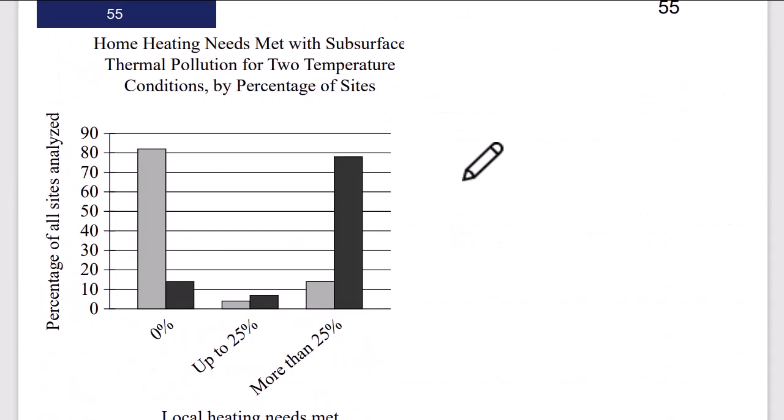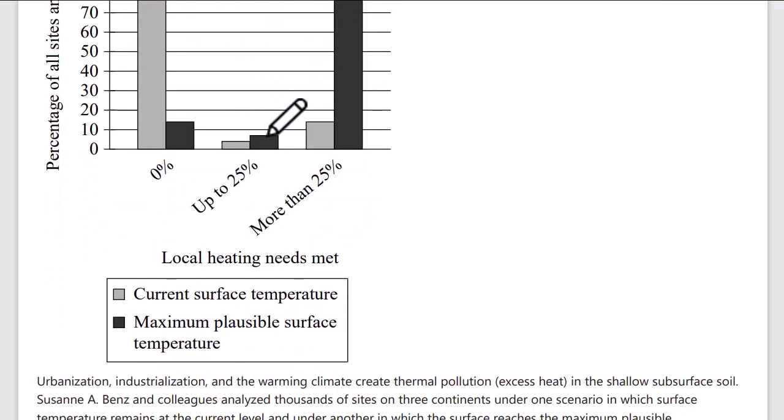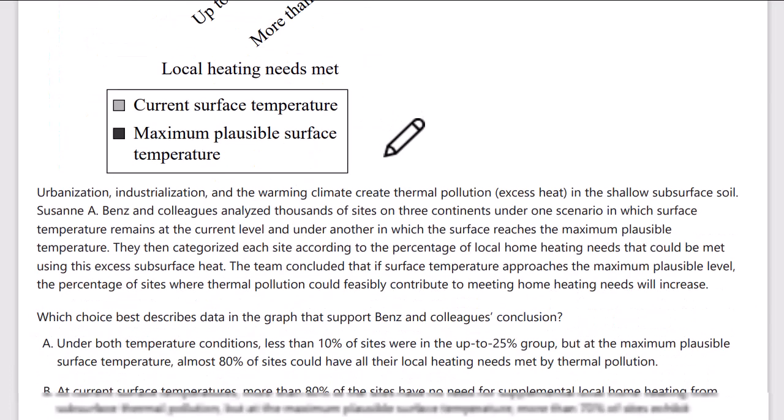Another multi-column column chart. In this case, the real issue becomes the wording. It's very curious wording or difficult wording. Subsurface thermal pollution for 2 temperature conditions, current surface, maximum plausible surface. That might lead you wondering, what is this? How do I figure it out? So that might be confusing, but the structure of the tables is usually similar.